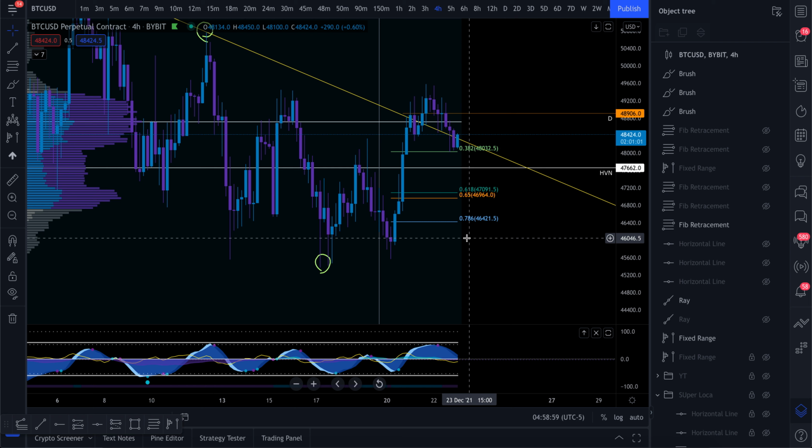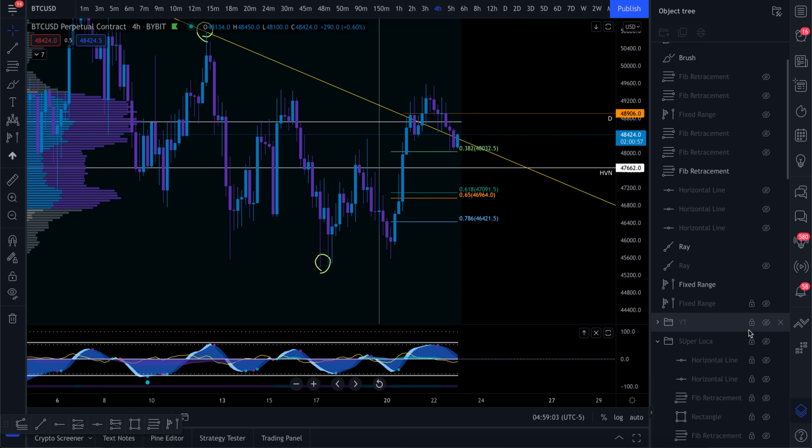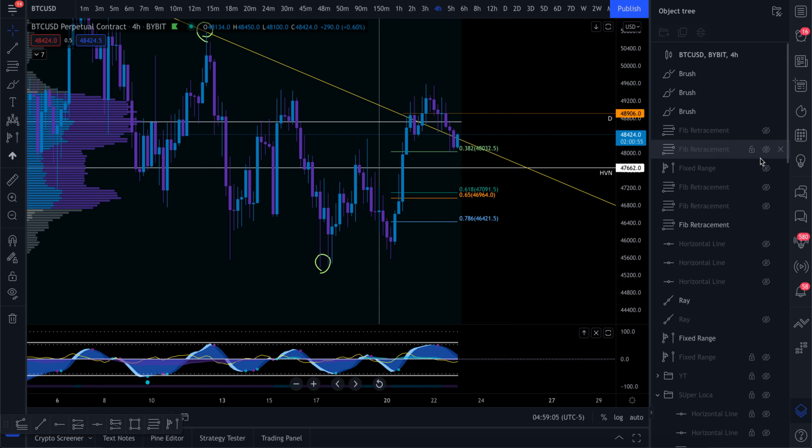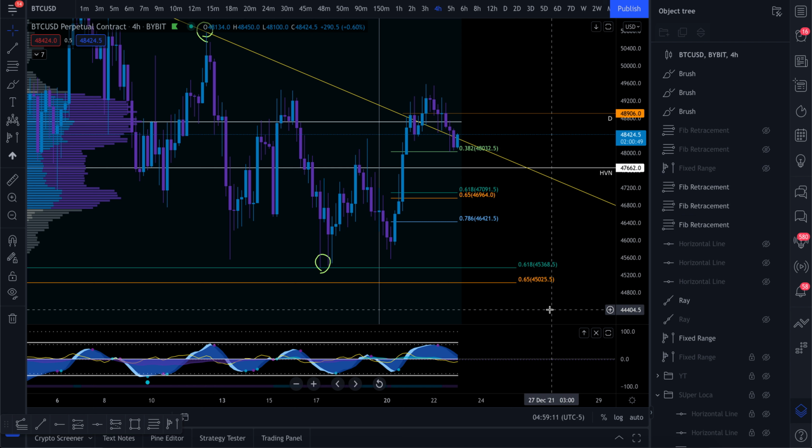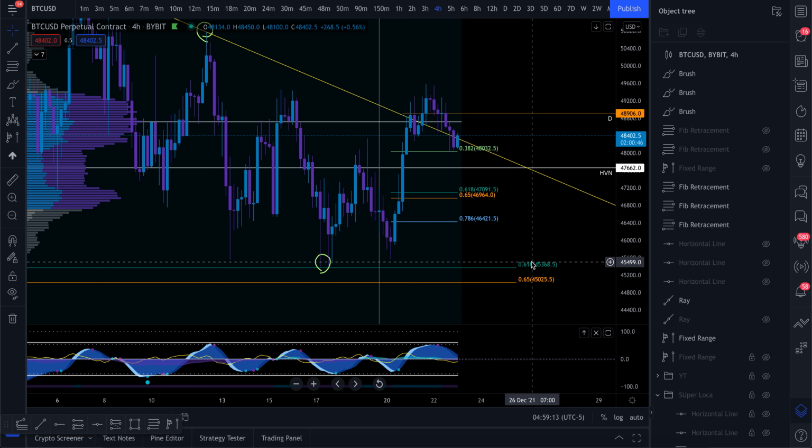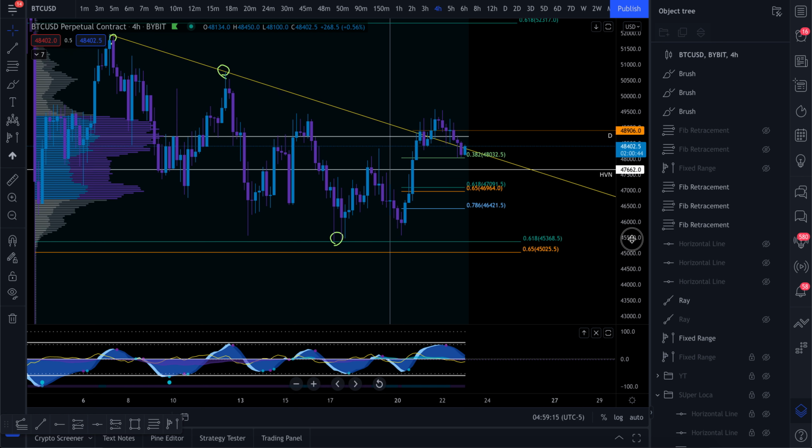Along the way down here. And if we are unable to hold any of these fib supports, then I do believe that we're going to come back down to the golden pocket that we have down here. Okay, so these would be the four major areas of support that I'd be looking for.